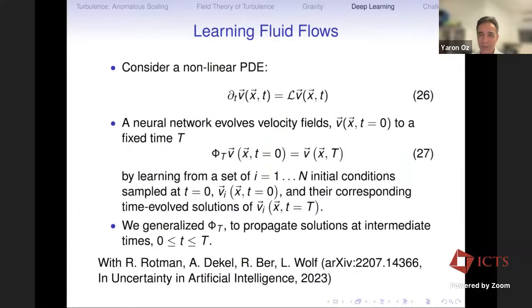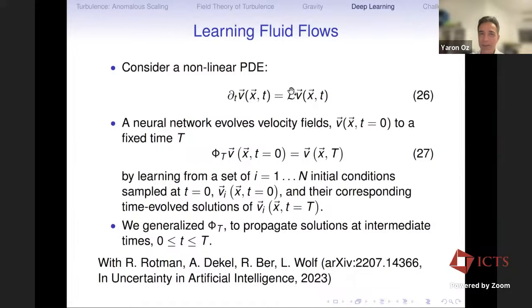And then let me use a few minutes to tell you about deep learning. So why can deep learning help us? I will tell you about three directions. One is, can machines learn to follow the solutions of the Navier-Stokes equations? What I mean by this is, I will teach it by giving it several solutions for different initial conditions, and then I will give it a different initial condition and ask it to give me the solution. So this is one thing that we tried.